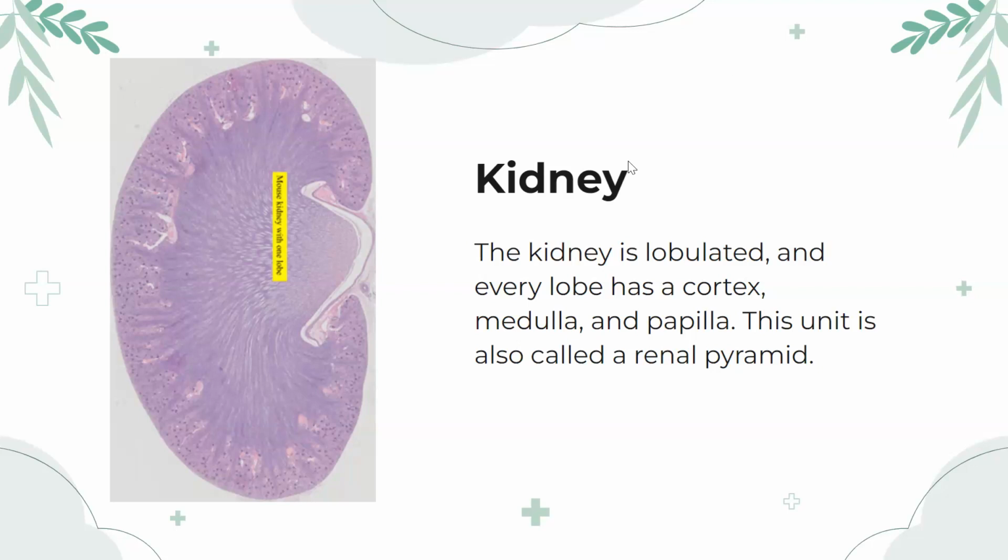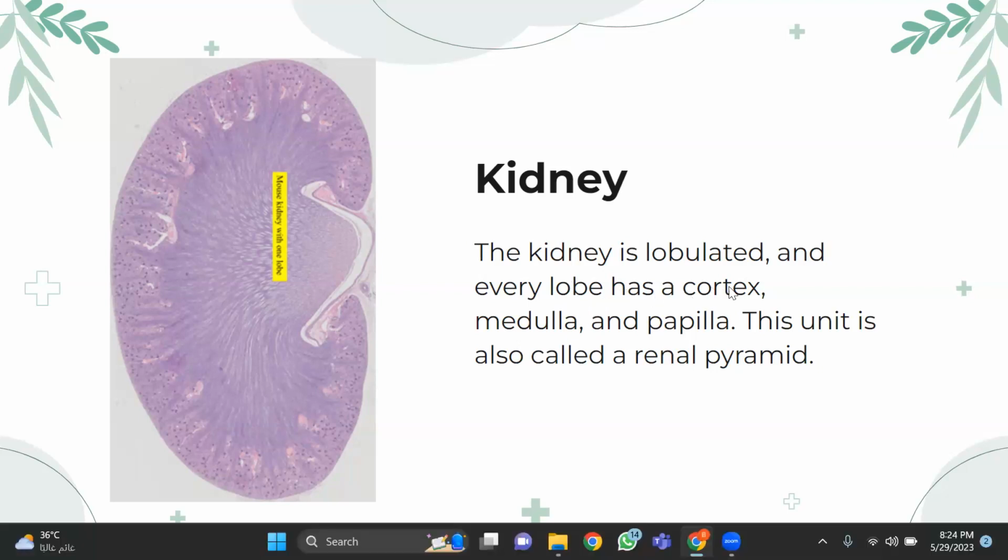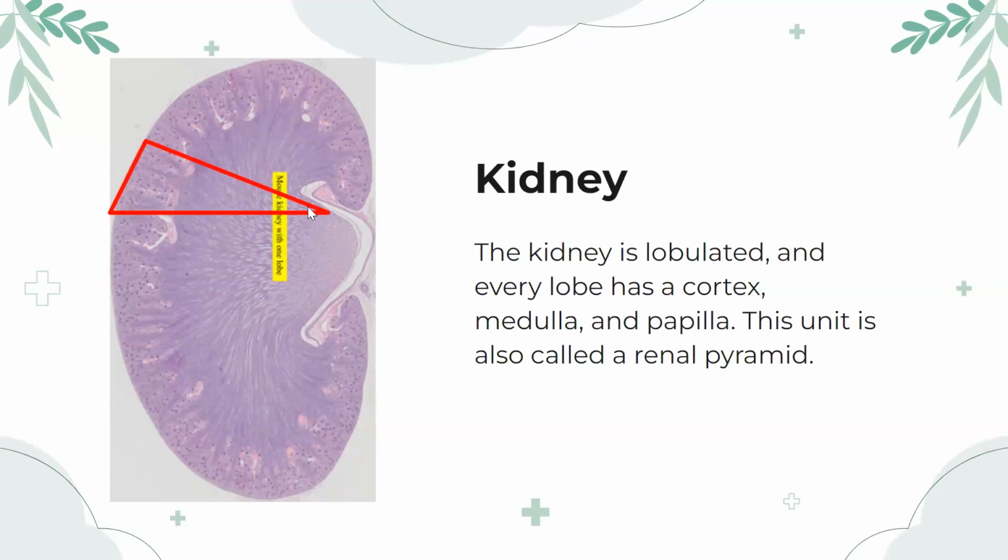So the kidney. The kidney by nature is a lobulated structure, right? So it consists of lobes. And every lobe has its own cortex, medulla, and papilla. Now this is what a lobe looks like. So this entire triangular section is a lobe. This lobe has a cortex, some part of the medulla, and then a papilla right here. This unit is also known as a renal pyramid.